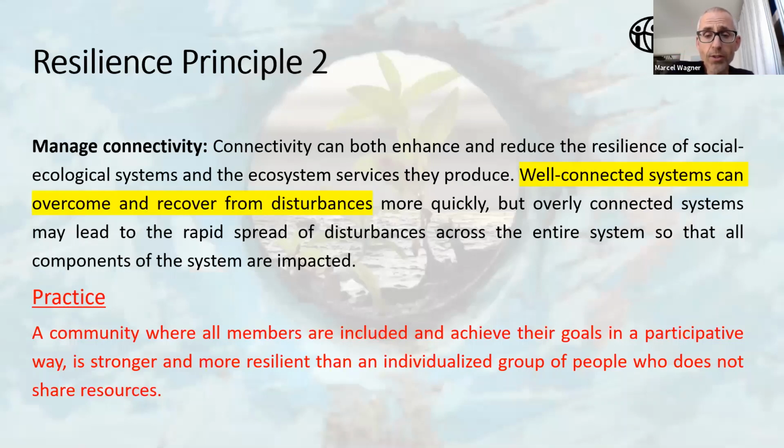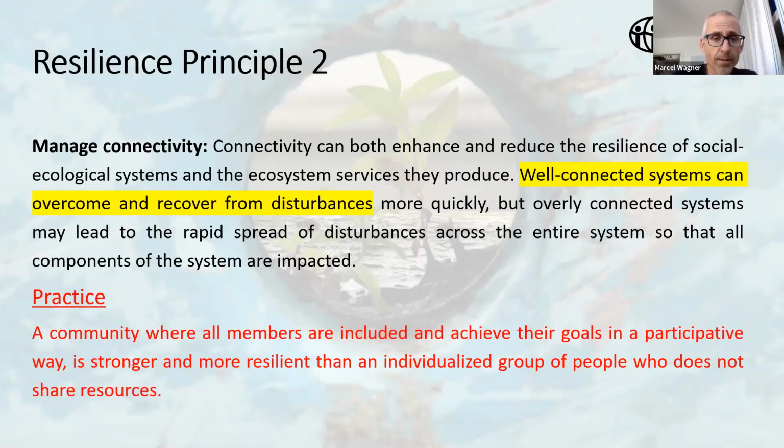Practice: a community where all members are included and achieve their goals in a participative way is stronger and more resilient than an individualized group. Maybe also here in Europe, where everyone works just on his own and doesn't share resources. So the main values here are participation, sharing, dialogue. This is what is needed to build connectivity.